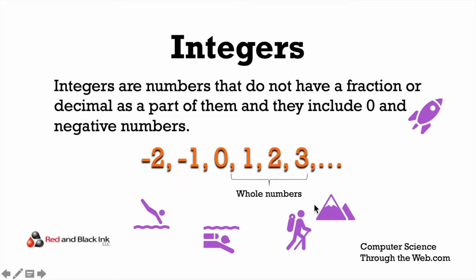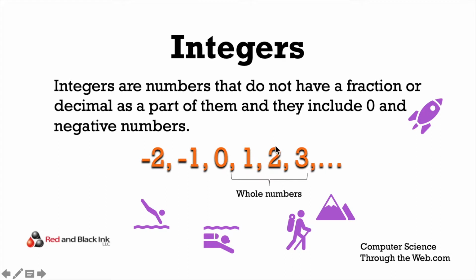So now we're going to talk about integers. Let's talk about integers a little bit. When you think about integers, what you'll notice here is that you see this subset of whole numbers. We know from our last discussion that whole numbers are positive numbers, they're non-negative numbers. They begin with 0 and they go all the way up into infinity. So they're non-negative, and they don't have a fraction as a part of them.